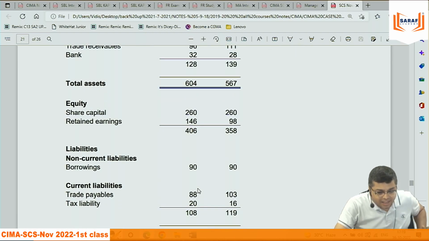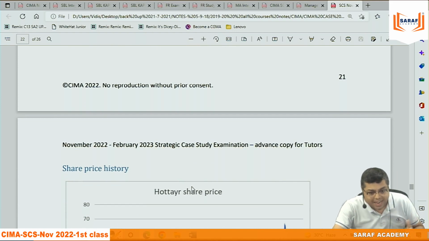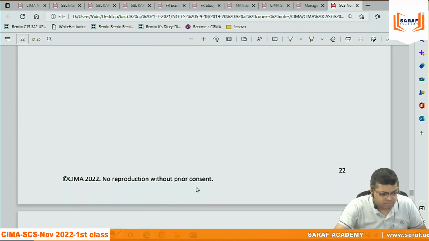But then you can say this is a basic financial analysis which will be required when we will be writing our answers.